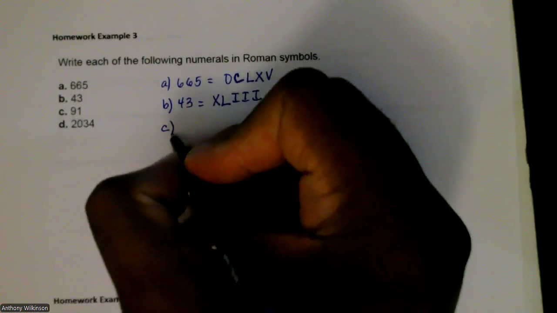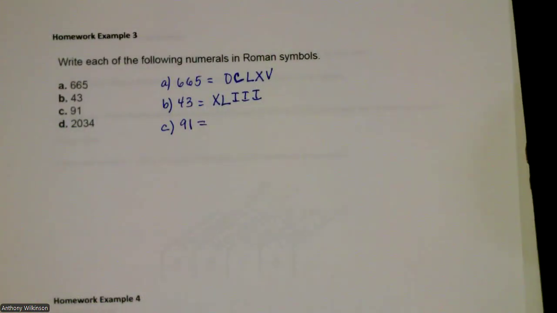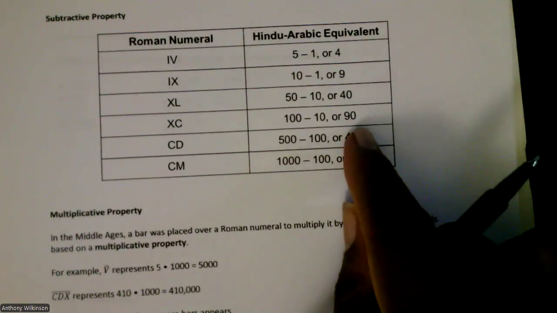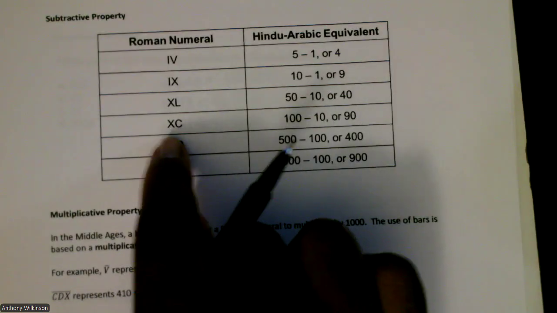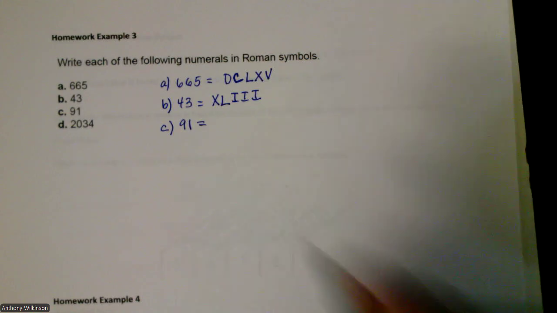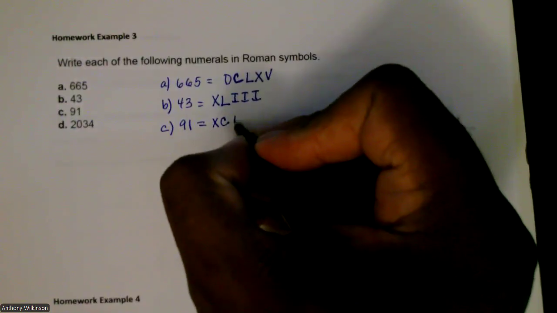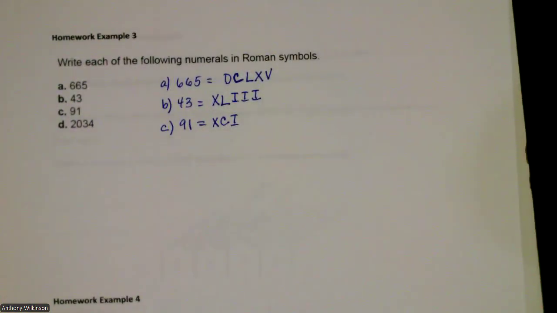Okay, part C, 91. And I want to write the Roman numeral for that. Well, for the 90, that's where we use that subtractive property again. For 90, that Roman numeral is XC, because 90 is 10 less than 100. So XC represents 90. And of course, the 1 is just going to be I. So XCI is the Roman numeral for 91.